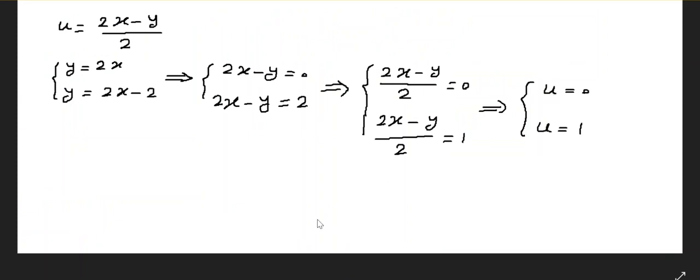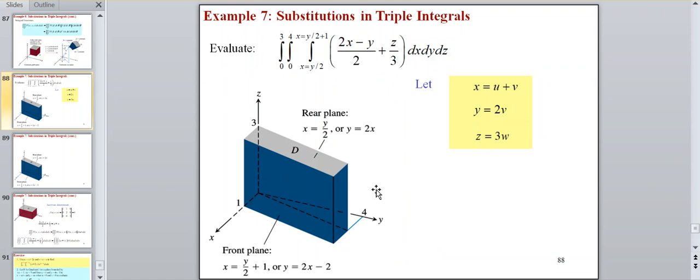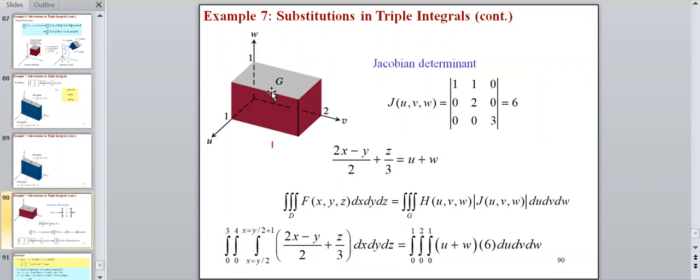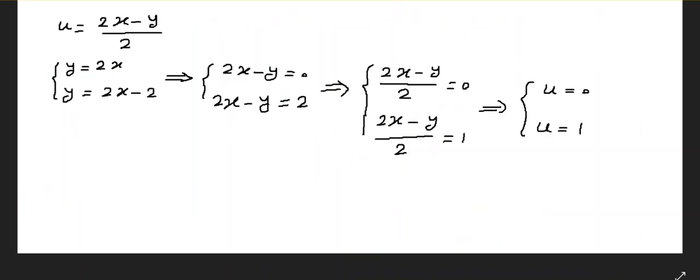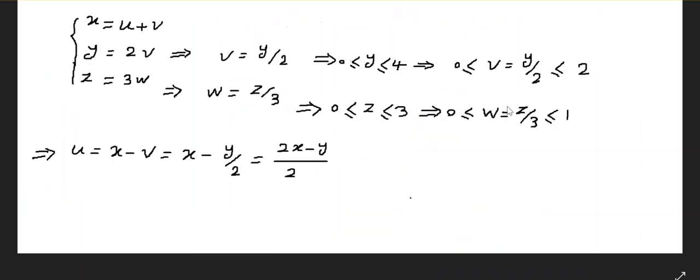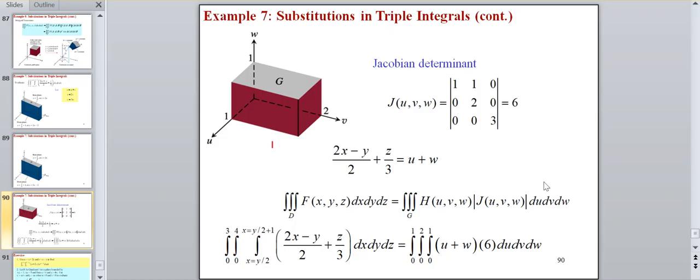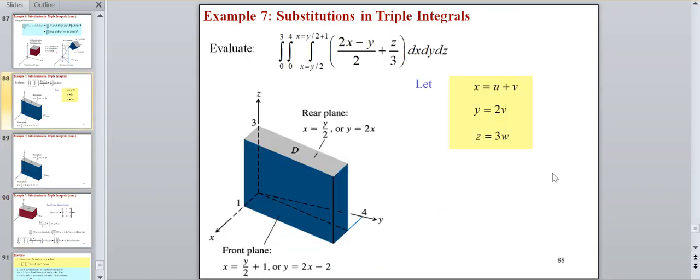So in total, you can see here, now it should be clear why u is from 0 to 1. So you can see y is like that. Why is it like that? U is from 0 to 1, v is from 0 to 2, w is from 0 to 1. So this will be region G for our integral with respect to u, v, w, as I calculated here for you. Okay, now let's go back to the calculation of the integral.